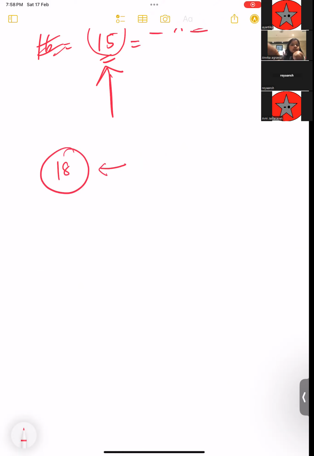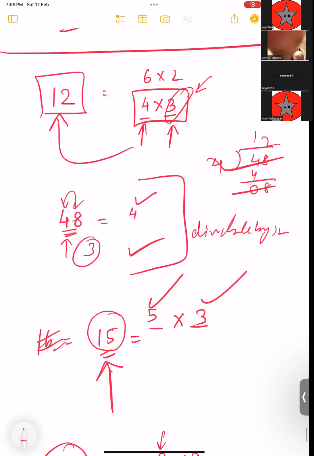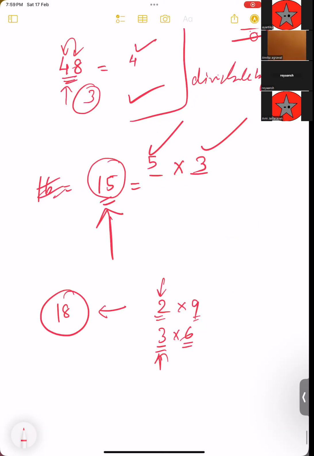I cannot see it here. I can see 2 times 9, and 3 times 6 is 18, and I cannot see any prime number apart from 2 and 3. Right? So let's actually look at the rule here, which is going to tell us.